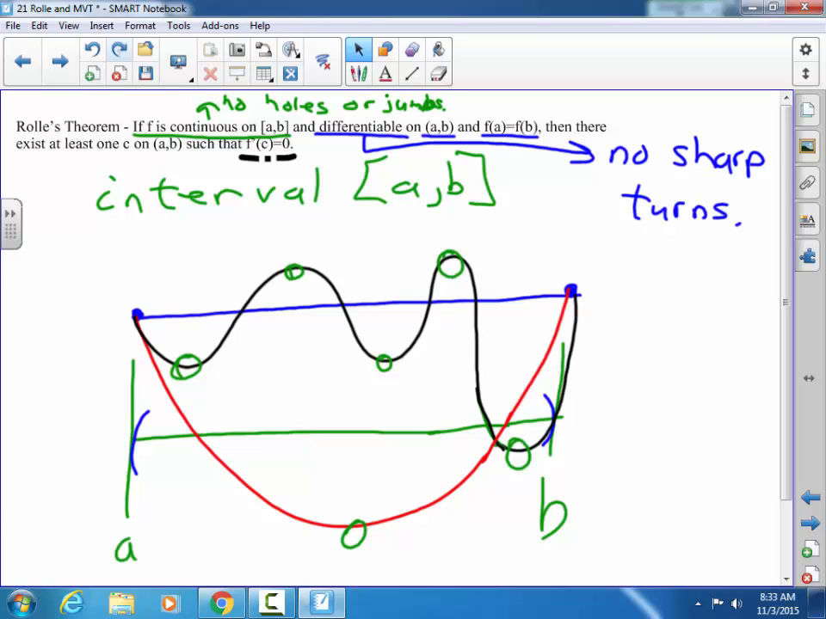The derivative is equal to 0 at all those points. Tell me something else about them. They're all maxes or mins. Very good, you're getting closer. The derivative is 0, and they're all maxes and mins. What word could you use to describe them? Yes, all of these are critical points.